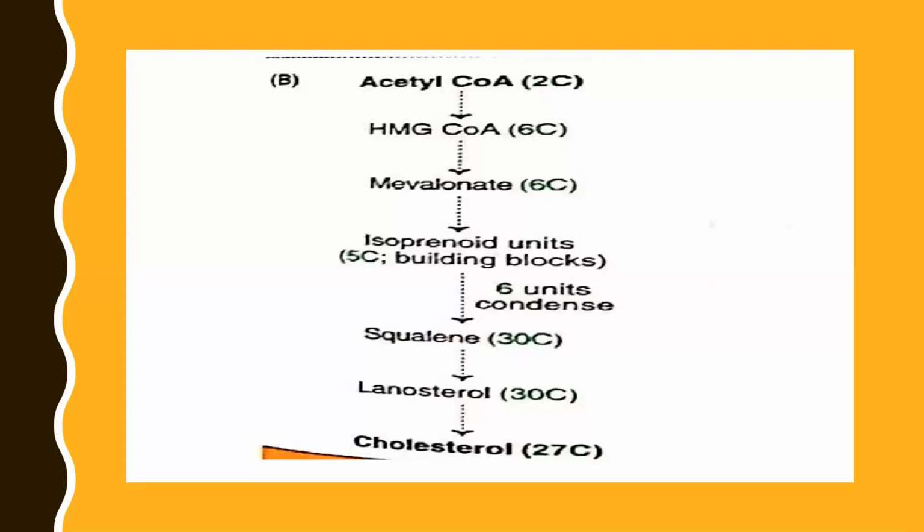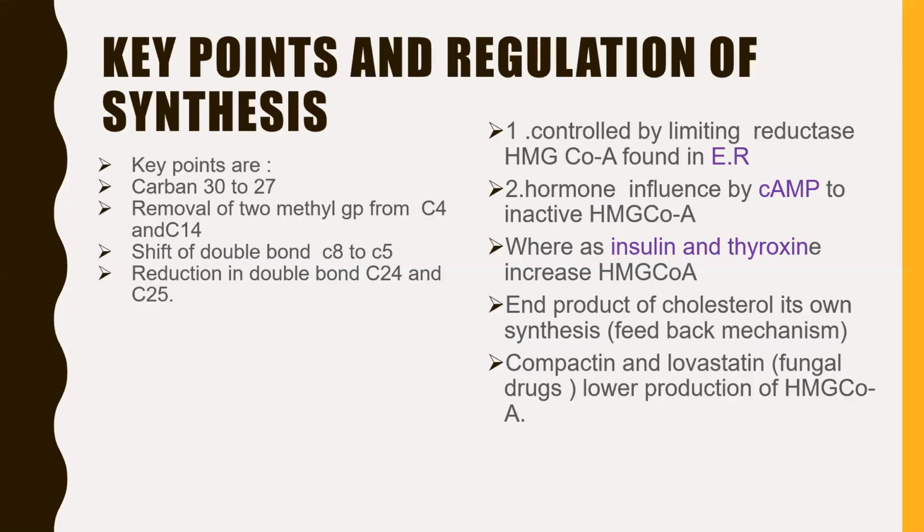This is the flow chart of cholesterol synthesis. Acetyl coenzyme A, 2 molecules, they form HMG coenzyme A, then mevalonate, then isoprenoids, the 2 building blocks, then the 15 carbon units combine with each other and form squalene, and the squalene is converted into lanosterol, and lanosterol finally converts into the molecule of cholesterol.